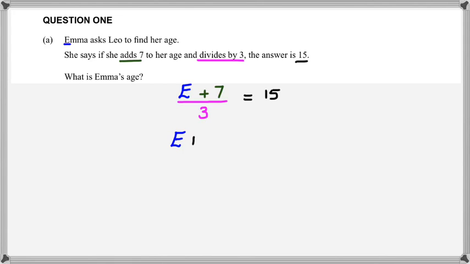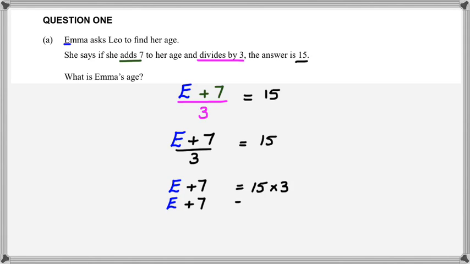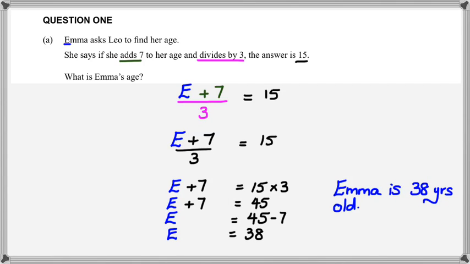So we've got E plus 7 equals 15 multiplied by 3, because it was being divided by 3 on the other side. So we've got E plus 7 equals 45. From here, we take away 7 from both sides. So we've got 45 take away 7, so E equals 38. So Emma's age is 38. Or we can just write down Emma is 38 years old. All right, next question.